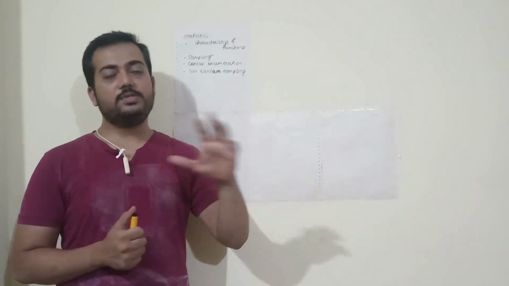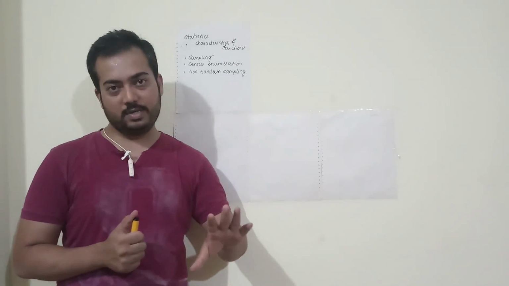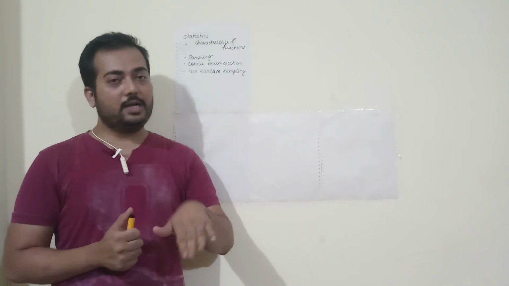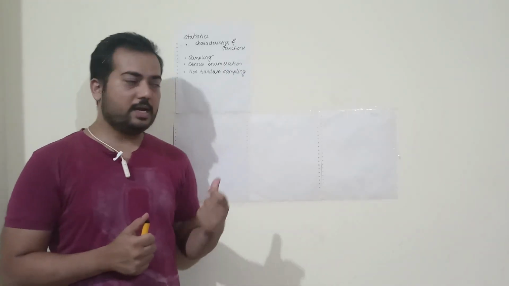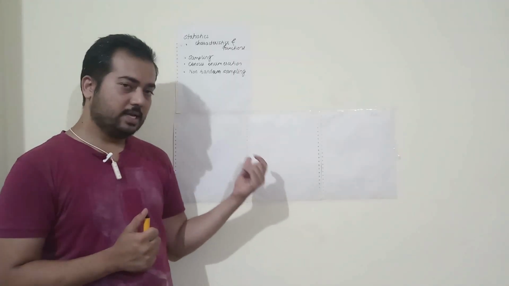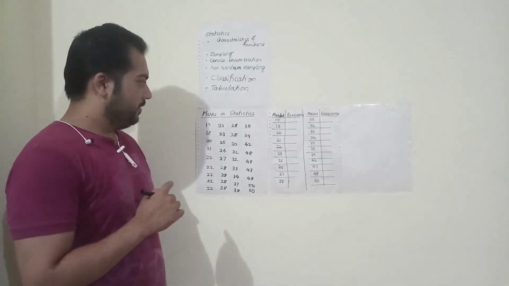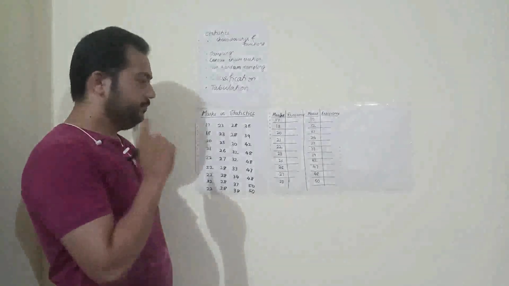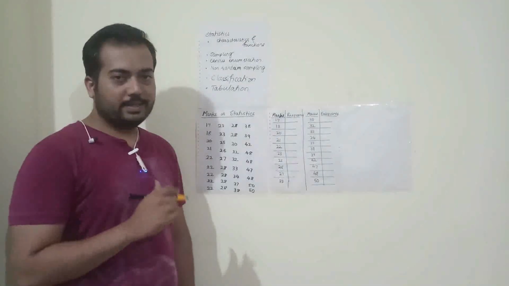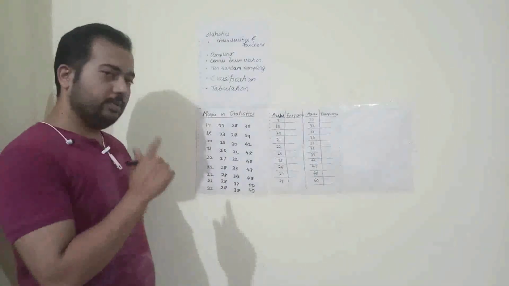So this much is the theoretical part we covered now. Now hereafter we'll take some examples and we'll see how we can apply the classification. The example we have taken is for making classification and tabulating the given data.